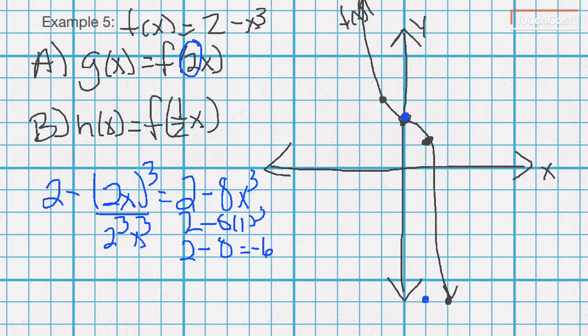And our point that was originally at negative 1, if we replace x with negative 1, multiply it by 8, and then subtract all of that from 2, we're going to get 2 plus 8, which is 10. That's not even on my screen, but roughly what's going to happen... No, I did not do that very well. Let me erase and try to do that a little better.